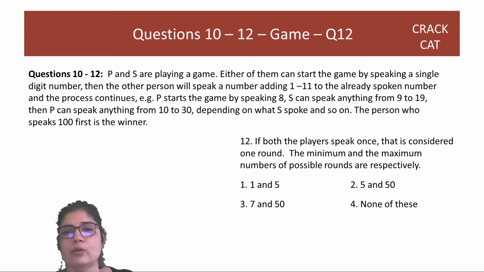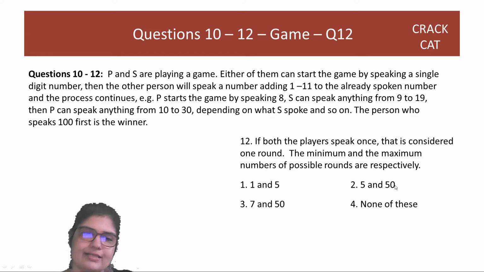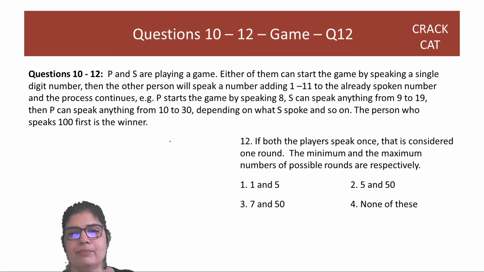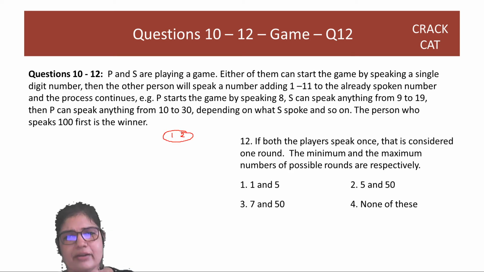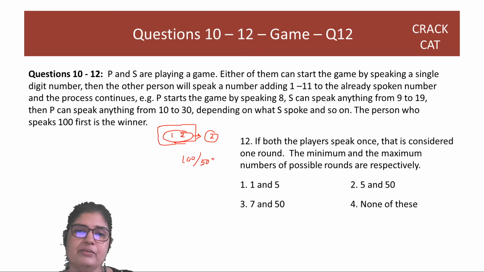12th question: if both the players speak once, that is considered one round. Minimum and maximum, so here we are not playing intelligently. We are playing just to find the minimum. I can say 1, the other person can just add 1, so 2 in one round. That's the minimum I can say in a round, 2 numbers. So to reach 100, the maximum rounds will be 50, that is 100 by 2. Okay, so maximum is 50.